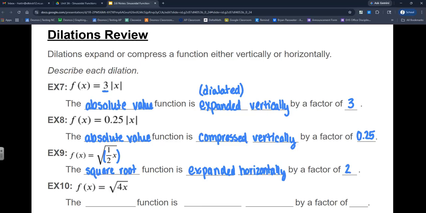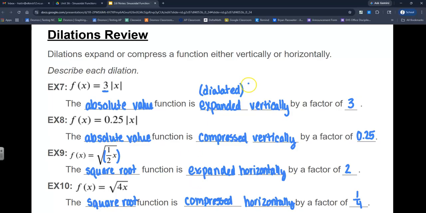And then finally, we have another square root function. And this square root function is going to be compressed horizontally by a factor of 1/4. So again, we have to use the reciprocal of that number for this.